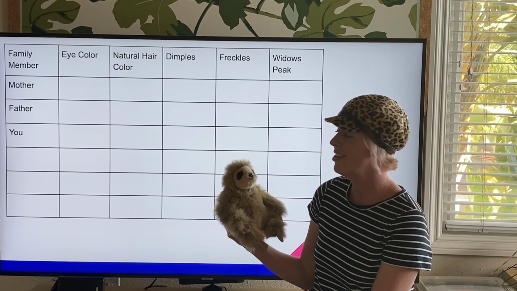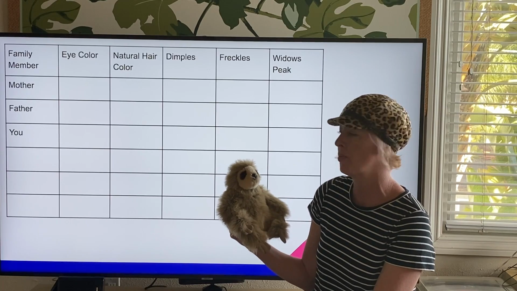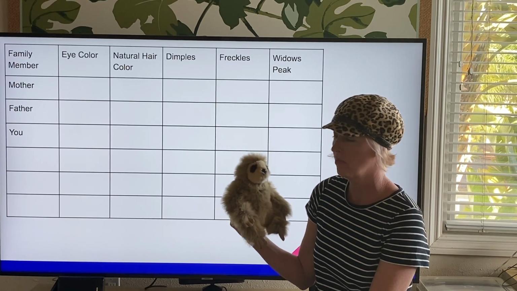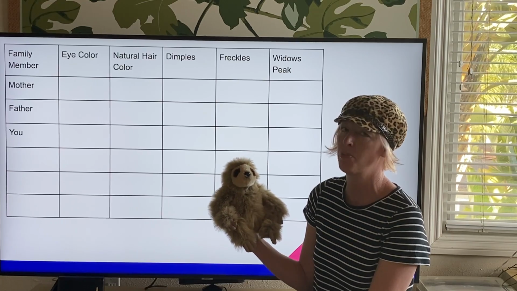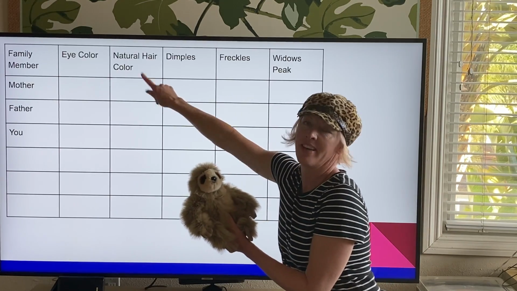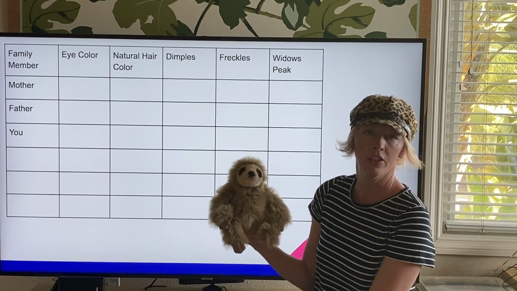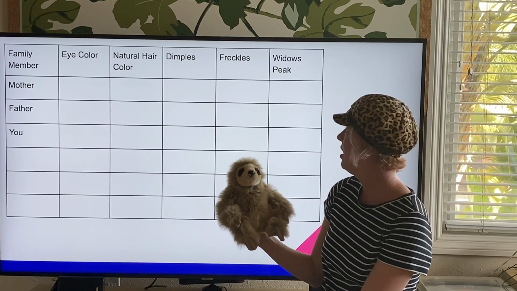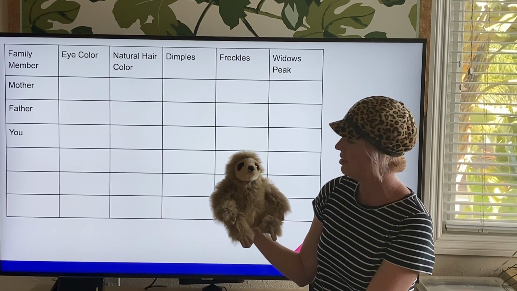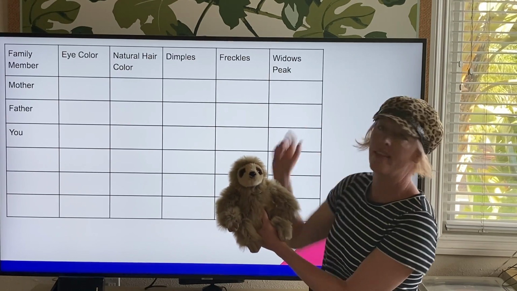Slothy, what's your natural hair color? I know you bleach it so it looks blonde, but what color were you born with? She didn't really want to tell us because she swears she's a blonde, but it's brown. So I would write brown right there. Slothy, do you have any dimples? No dimples on Slothy, so I would write no right there. Slothy, do you have freckles? No freckles on Slothy, so I would write no right there.